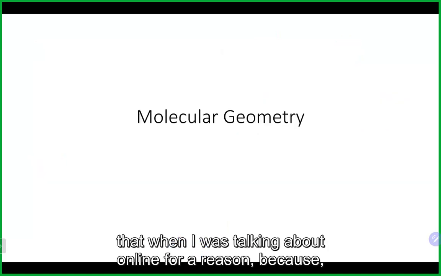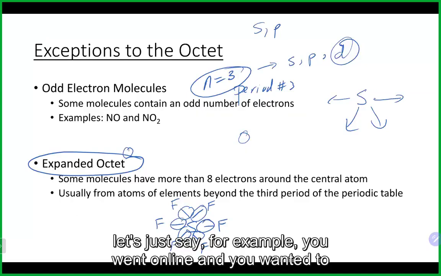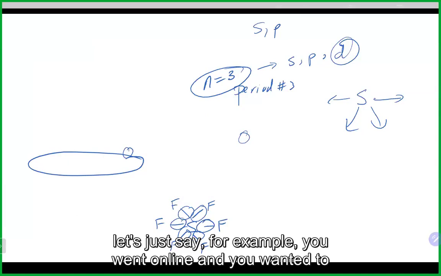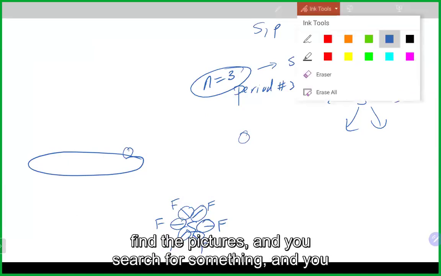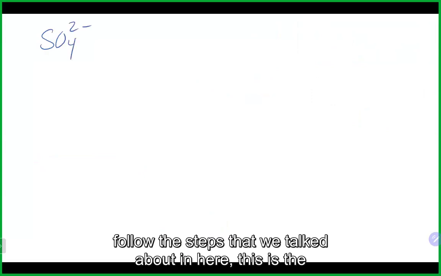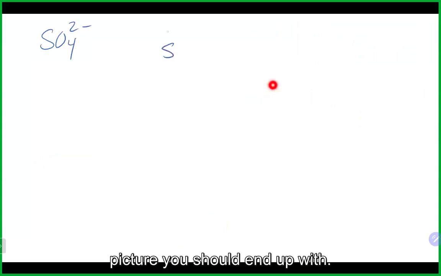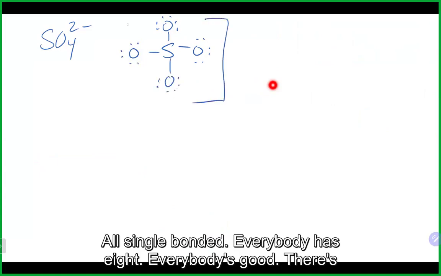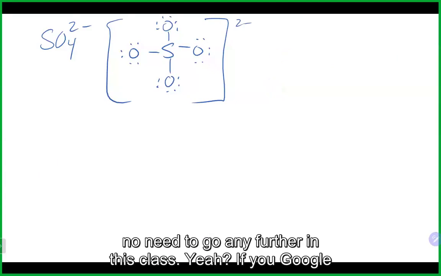And I say that when I was talking about online for a reason, because let's just say, for example, you went online and you wanted to find the pictures and you search for something and you want to draw SO4 2- sulfate. If you follow the steps that we talked about in here, this is the picture you should end up with. All single bonded. Everybody has 8, everybody's good. There's no need to go any further in this class, yeah?